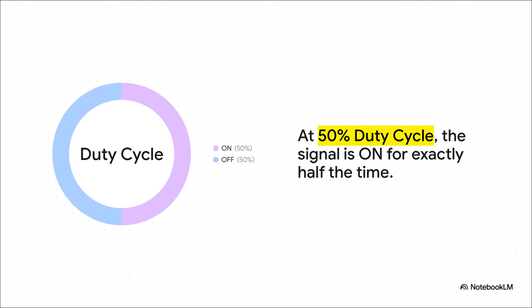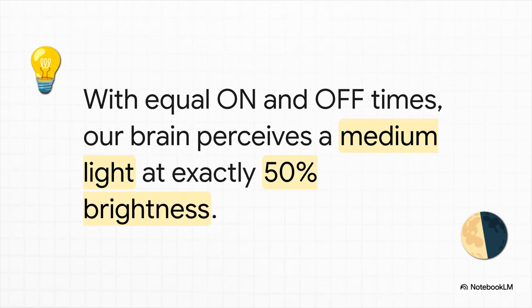Well, now the timing is perfectly balanced. The signal is on for exactly half the cycle, and it's off for the other half, 50-50. And as you've probably guessed, our visual system does the same thing. It blends that rapid on-off flicker into what looks like a steady source of light. So what we see is a light at medium brightness, about halfway between fully off and fully on.